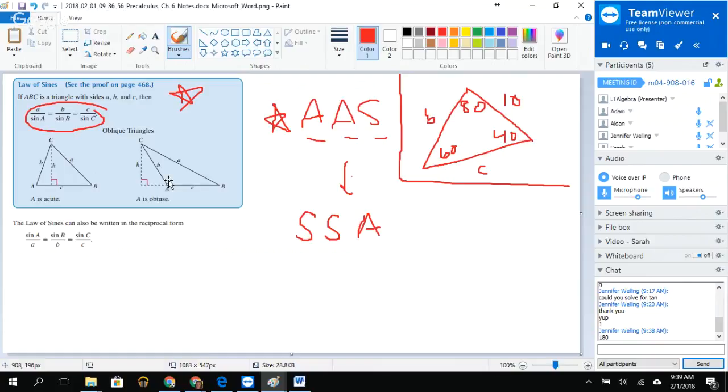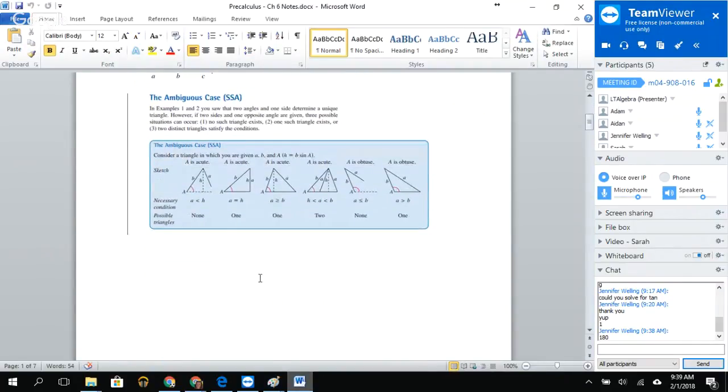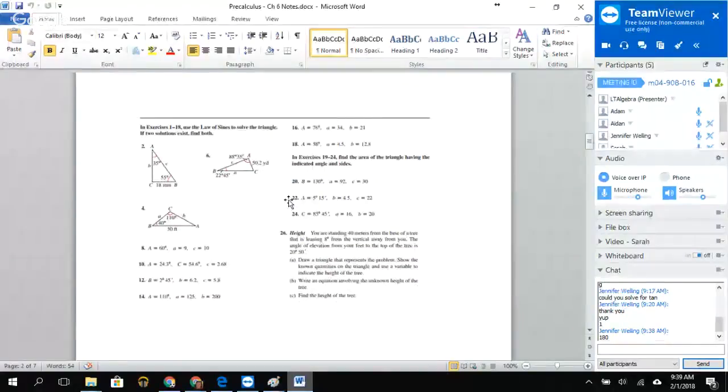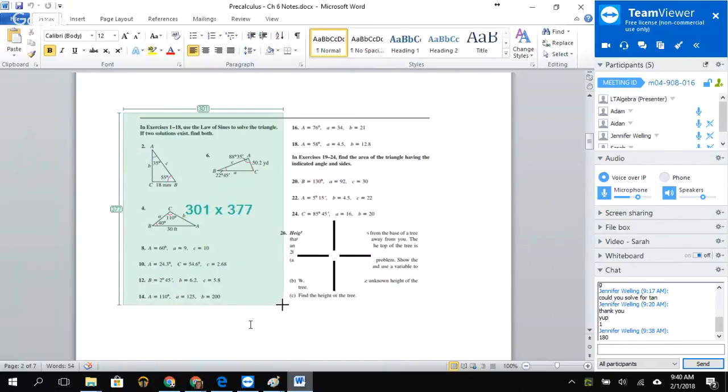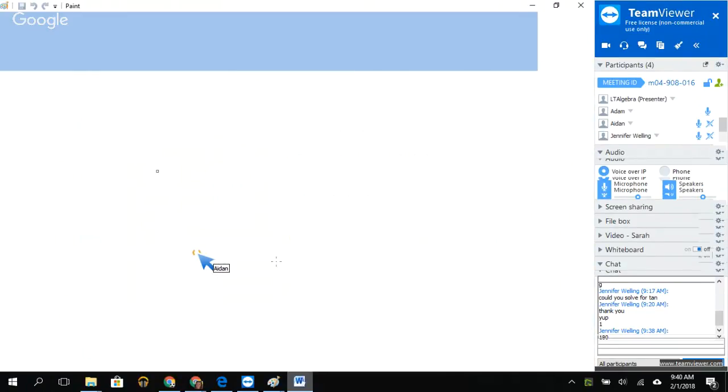Okay, so let's see. Let's do an example. So you see you get some more choices about how your triangle could be. But for right now, let's just ignore that and just pretend that all problems are angle, angle, side, and it's nice and easy, right? All is well in the math world.